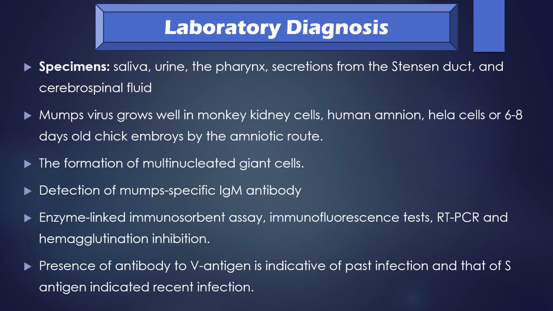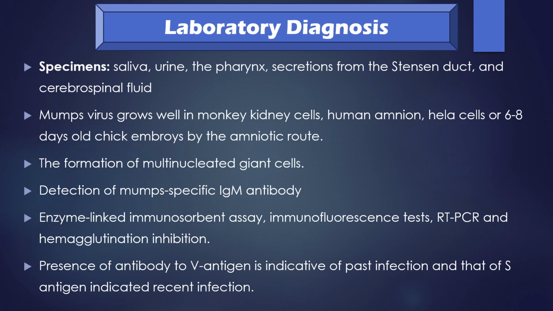The prepared specimen is inoculated into monkey kidney cells, human amniotic cells, HeLa cells, or 6 to 8 day old chick embryos by the amniotic route. Virus growth can be detected by hemadsorption and identified by hemadsorption inhibition using specific antiserum, and the formation of multinucleated giant cells is a major cytopathic effect seen in viral cultivation.